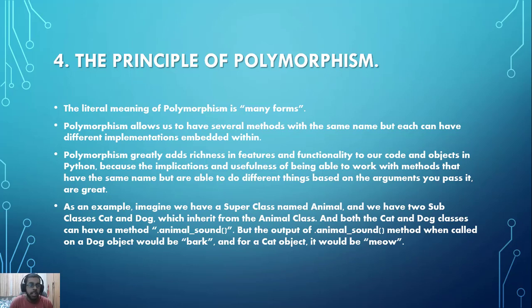As an example, imagine we have a superclass named animal and we have two subclasses, cat and dog, which inherit from the animal class. Both the cat and the dog classes can have a method animal sound, but the output of the animal sound method when called on a dog object would be bark, and for a cat object it would be meow.